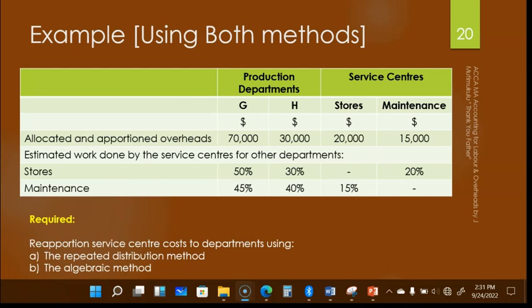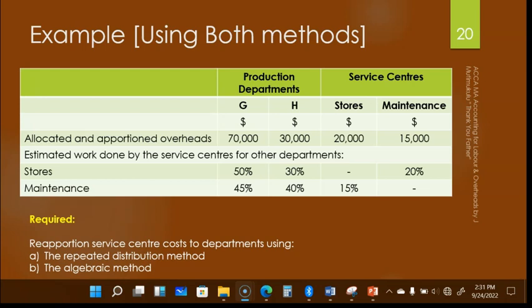And one thing we learned in that video was that in the last example, there was a service center, the canteen, which was offering services to two production departments. However, the canteen was not being serviced by any of those departments.